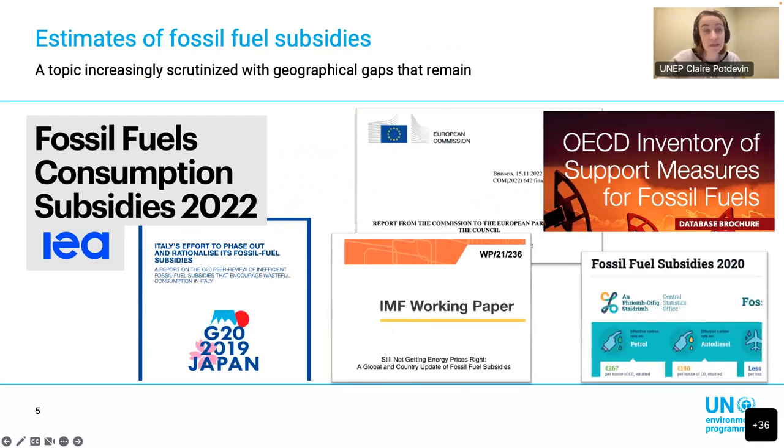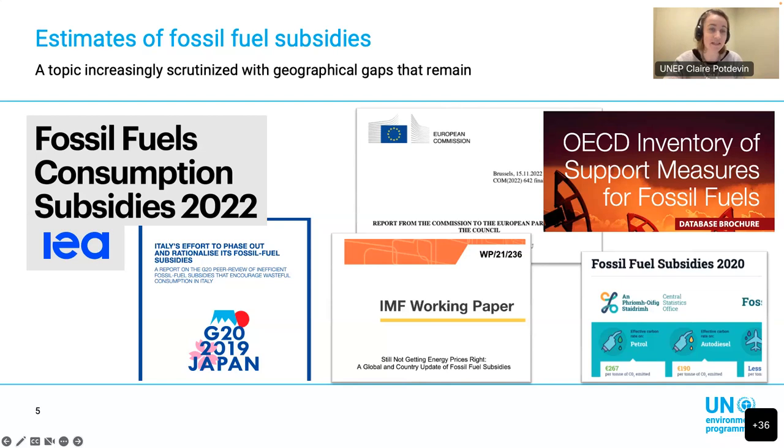Now, there are quite a few databases that estimate the amount of fossil fuel subsidies at global or regional level or national level. I've provided a few here, but there are actually a few more. Of course, we have the OECD inventory. That is a really excellent source of data for not only OECD countries. I think they cover almost over 80 countries, if I'm not mistaken. I guess Susanna is connected, so she can tell us more about that later.